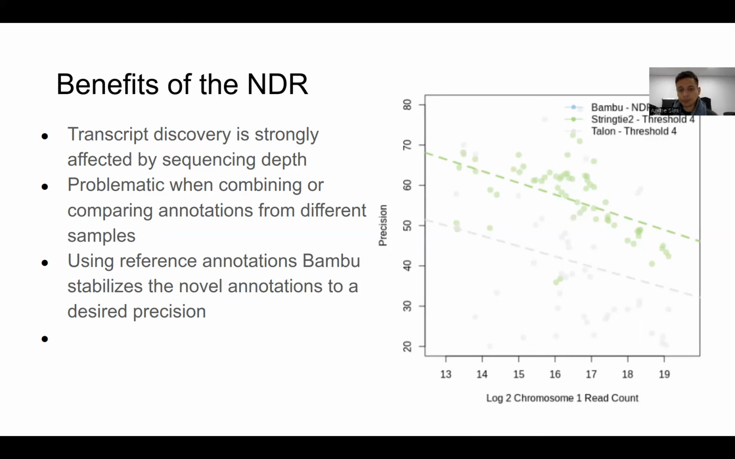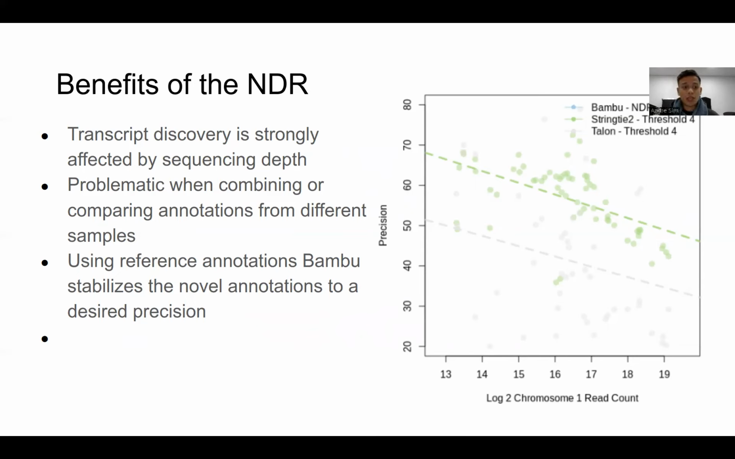Now, this might sound counterintuitive to some people, but the reason is that generally most tools will use a read count threshold. And so as you increase your sequencing depth, you're increasing the expression of the noise, the degradation artifacts. And so those start to get incorporated. And as you can see here, for StringTie2 and Talon, as we increase the sequencing depth, we observed a decrease in the precision. And this was not an exception for our original purpose of Bambu.